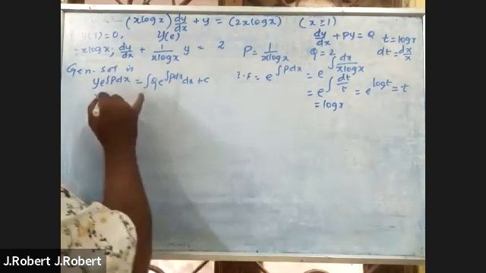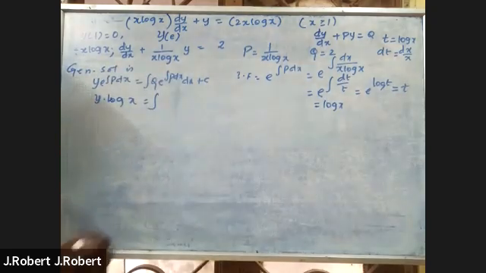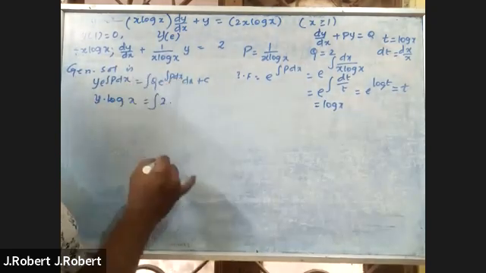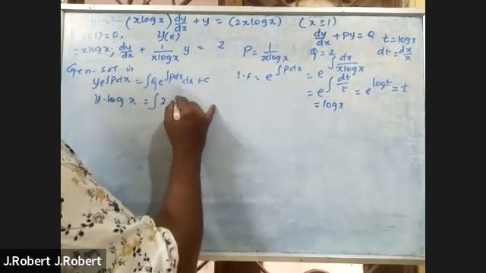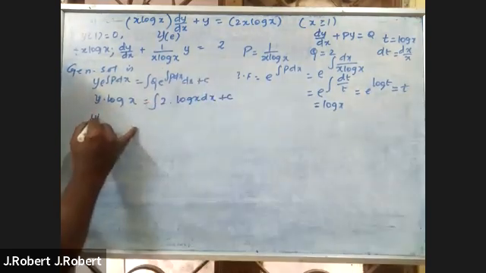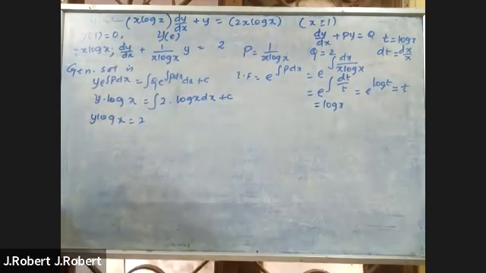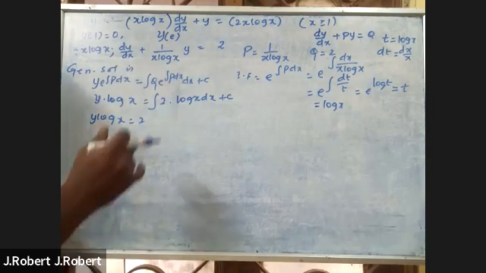e power integral p dx is equal to log x, which is equal to integral q. What is the q value? 2 into e power integral p dx, which is nothing but log x, into dx plus c. So I can write y log x into 2. Once again, integration by parts method.